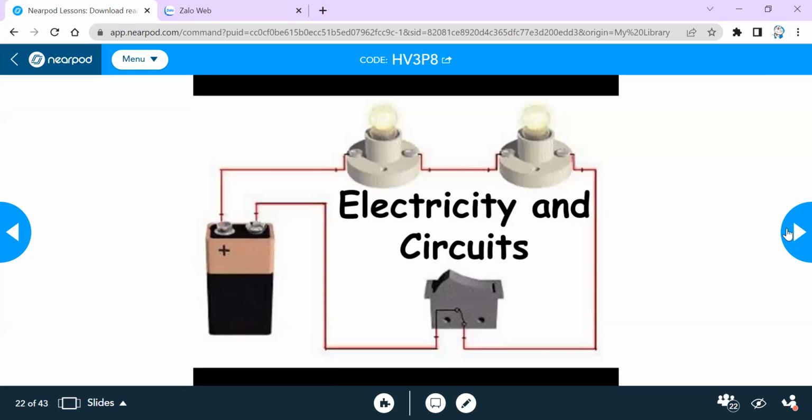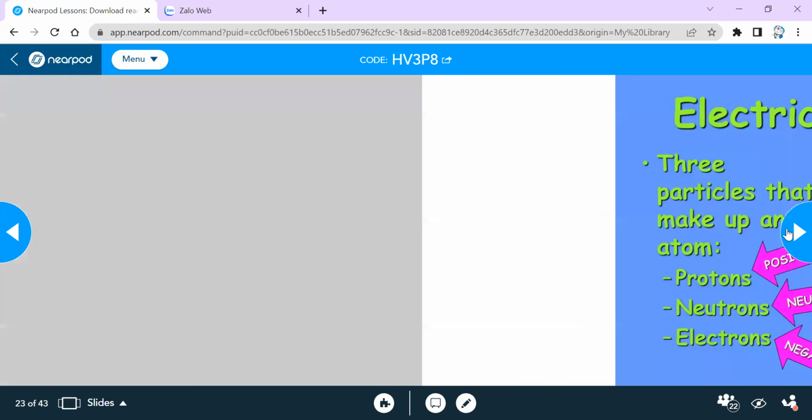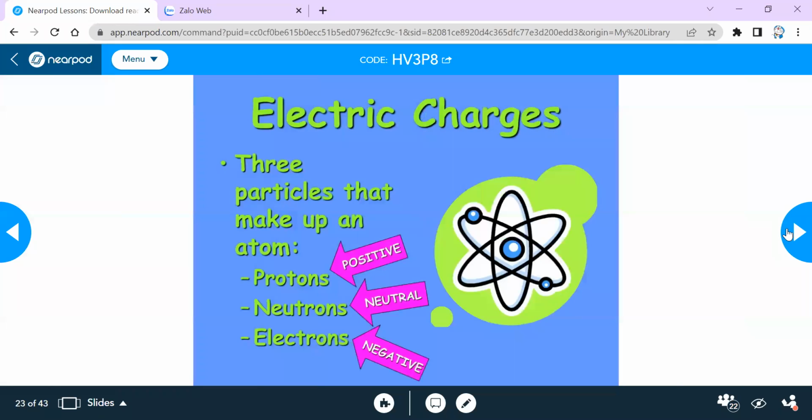Now we move on fully to electricity and circuits. As mentioned earlier, there are three particles that make up an atom. They are called the protons, which is the plus sign, the neutron, which is the neutral, and electron, the negatives. All right.